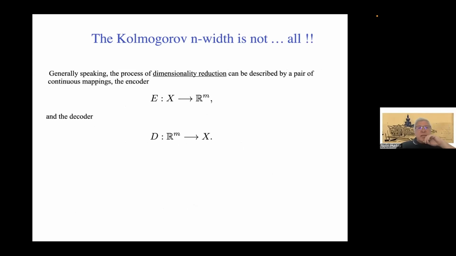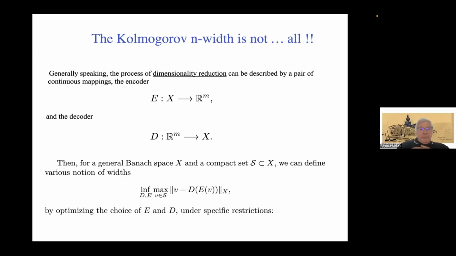Generally speaking, the process of dimensionality reduction can be described by a pair of continuous mappings. First, the encoder that goes from the Banach space in which the solution lives to Rm, and the decoder that goes from Rm to X, so that for every V in the solution space, the difference between V and the decoder applied to the encoder applied to V is the smallest. Okay, so this is a formal way to propose dimensionality reduction.